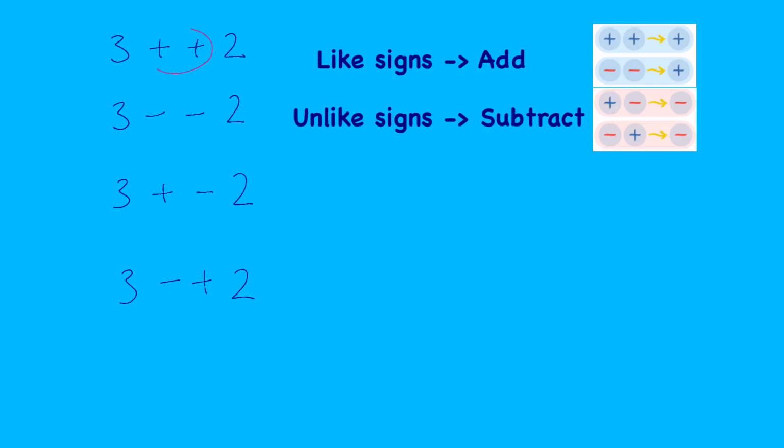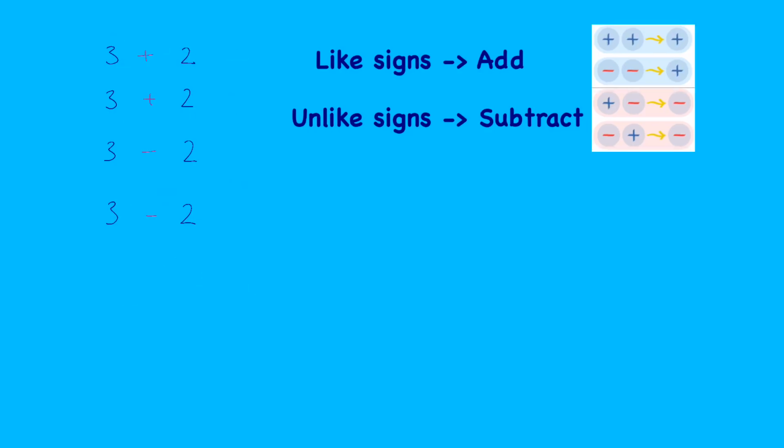So we have 2 pluses, so that becomes a plus. We have 2 negatives, that becomes a plus. We have a plus and a negative, so that will become a negative. And then we have a negative and a plus, that also becomes a negative. So now that I've replaced them with just the one sign, I can do the calculation. So 3 plus 2 is 5, 3 plus 2 is 5, then we have 3 minus 2, and another 3 minus 2.